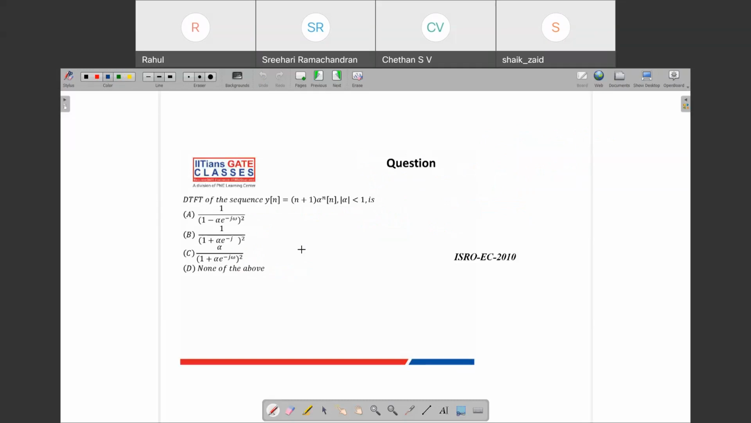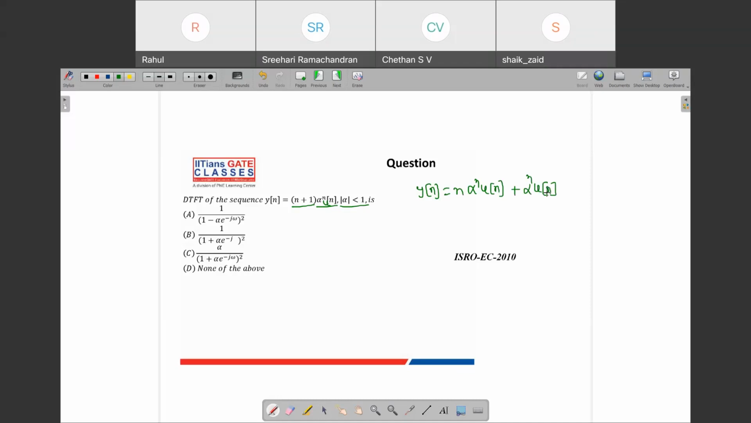Now this is an interesting problem. Here we need to use some kind of property to find the DTFT of the signal. The signal is given as (n plus 1) alpha to the power n. I think there is a u[n] here. U is missing. And alpha is less than 1. For this signal, we need to find the DTFT. So you can write y[n] is equal to n alpha to the power n u[n] plus alpha to the power n u[n].